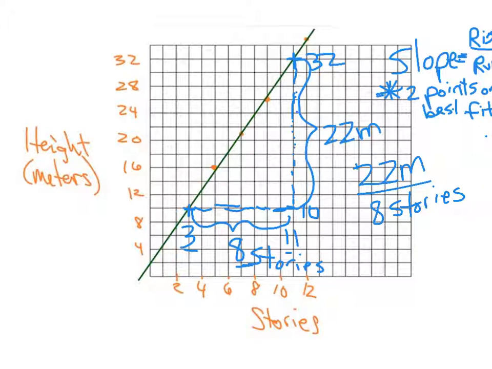22 meters divided by 8 stories. I haven't even done this yet. That's 2.75, last I checked. 22 divided by 8, let's see, 8 and 16, that leaves 6 extra, and 6 out of 8 is 0.75. So that's 2.75. 2.75 what? What do you do with the unit of measure? You keep it. You keep all of it. That means meters slash stories.